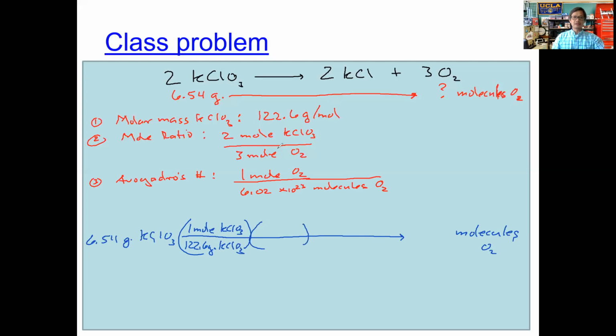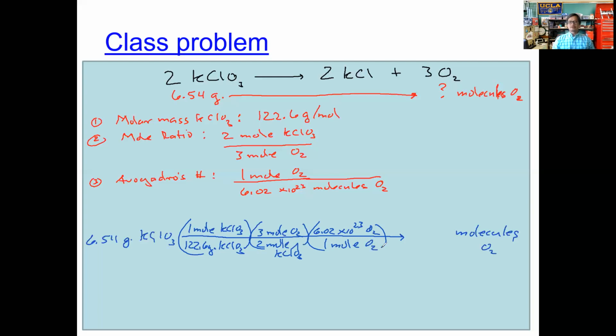Second conversion factor is going to be the mole ratio here. And here, hope you recognize that we have to use the reciprocal, so not 2/3, but 3/2. So it's going to be 3 moles of O2, 2 moles of, I'm sorry, KClO3. Let me write that in the bottom there. And then finally, Avogadro's number, 6.02 times 10 to the 23rd molecules of O2 over 1 mole of O2.